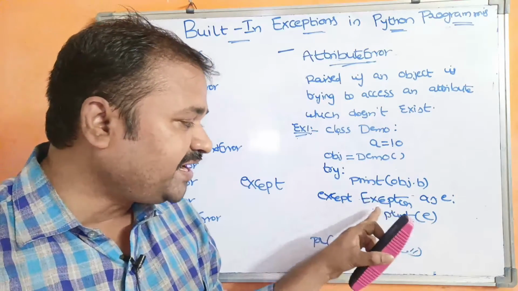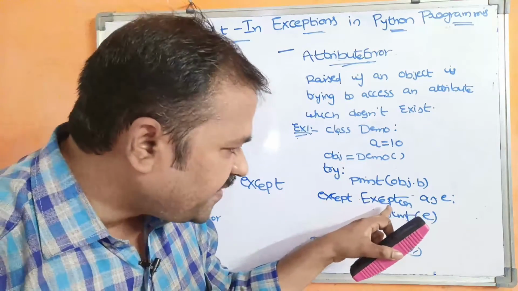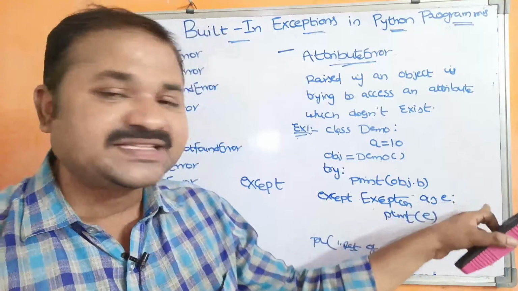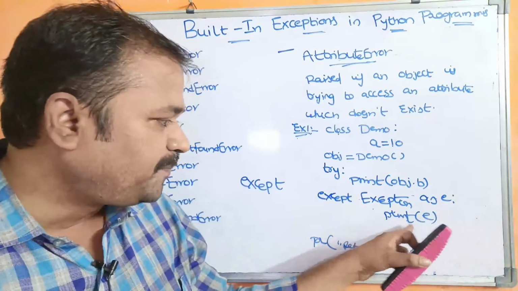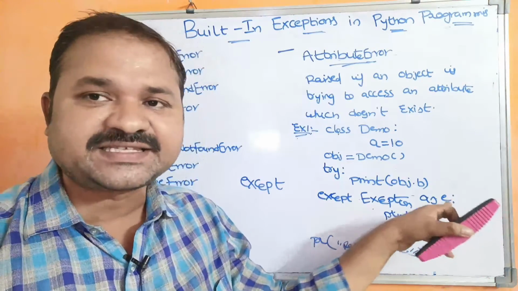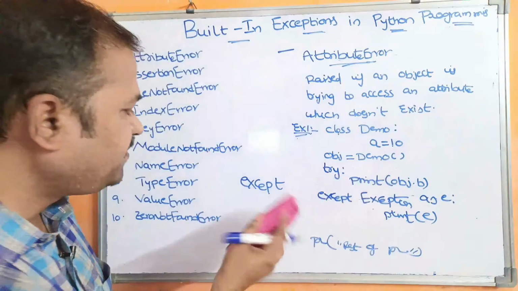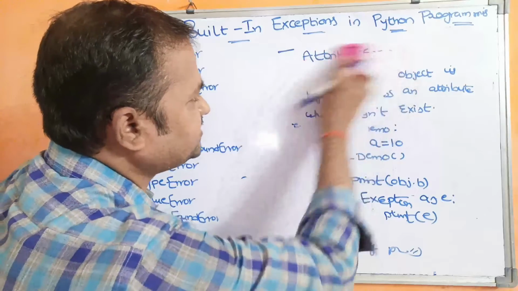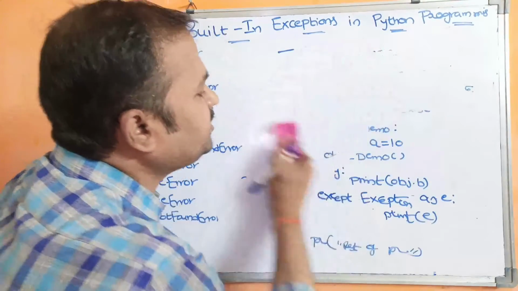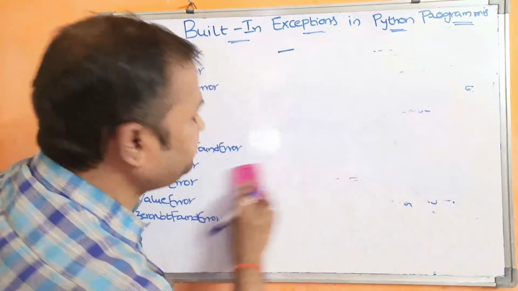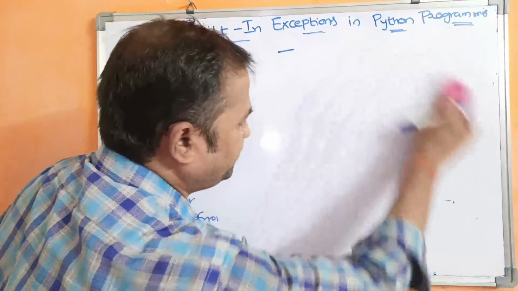And what is the third way? Except space exception space as space E. Then print of E, we need to display this E. So we can handle the exception in these three ways. In the implementation we will discuss all these three ways. In the next examples we are going to see the first approach, except colon, because that is the simplest approach.